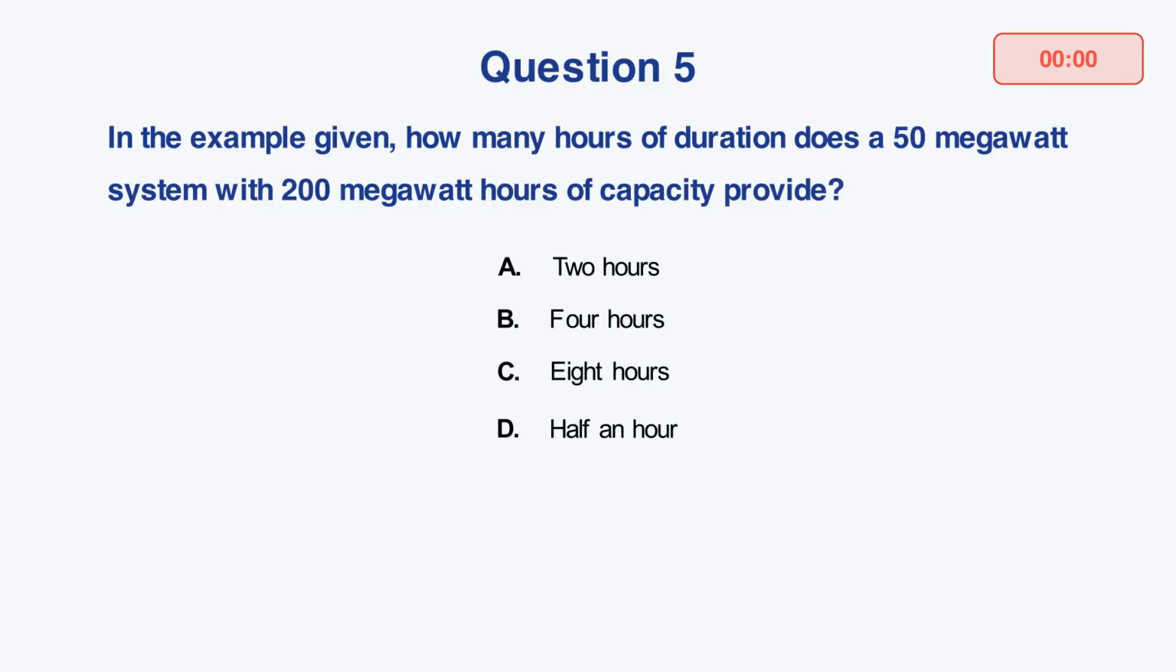Listen again to part of the conversation, then answer the question. The round-trip efficiency for lithium-ion systems is around 85 to 95% depending on conditions.